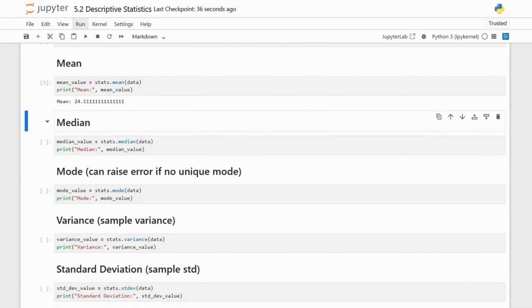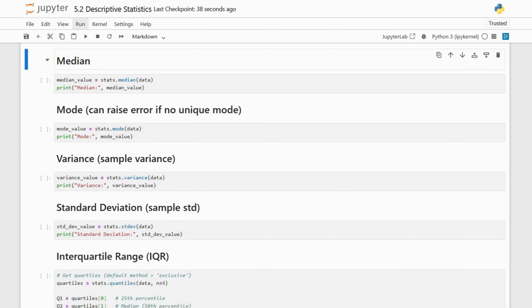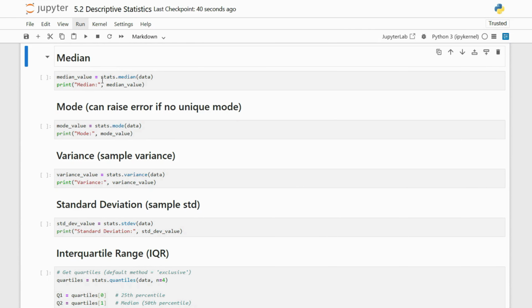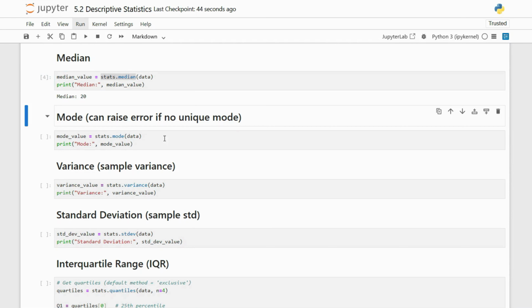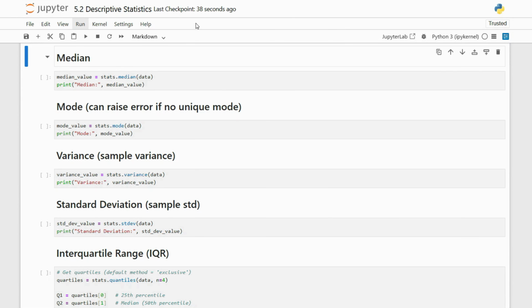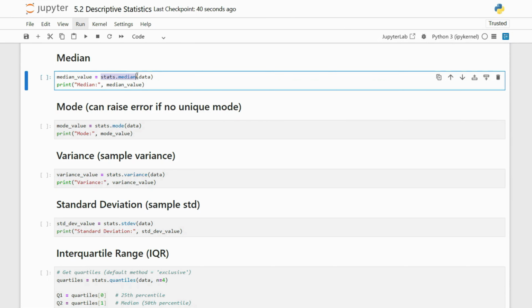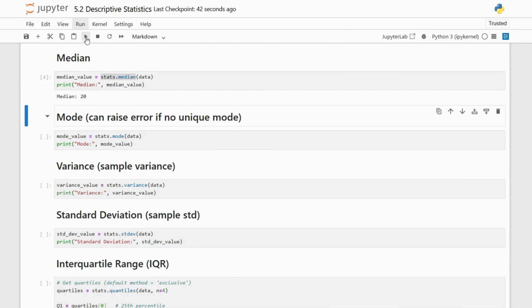The median function gives the middle value. Python first sorts the data and then picks the value that lies exactly in the center. If the data set has an even number of values, Python takes the average of the two middle numbers.